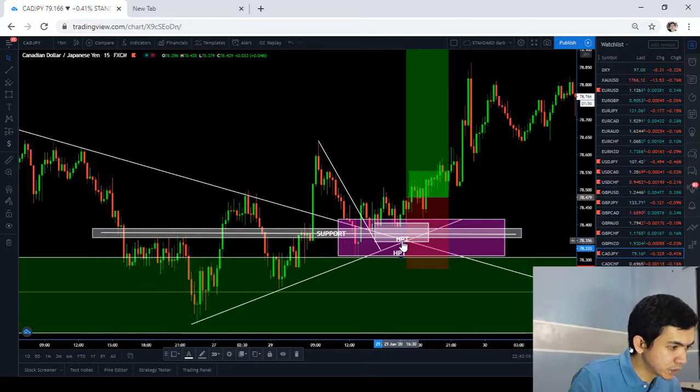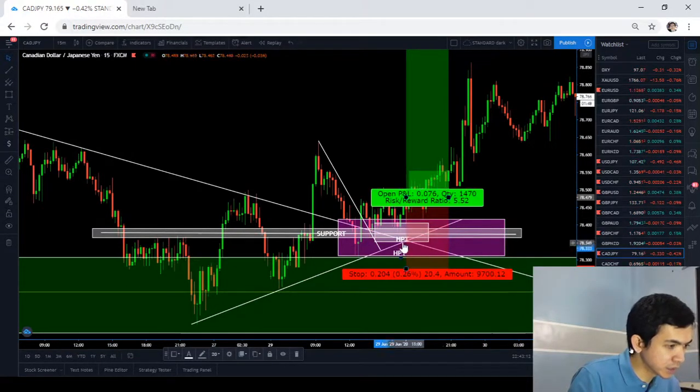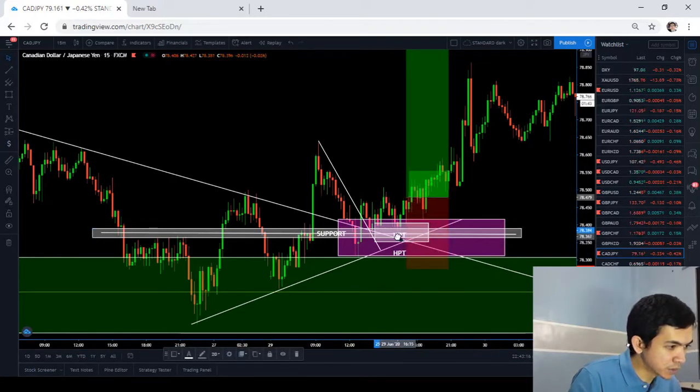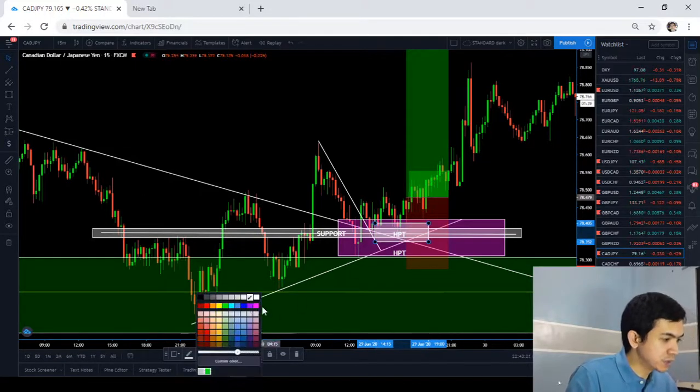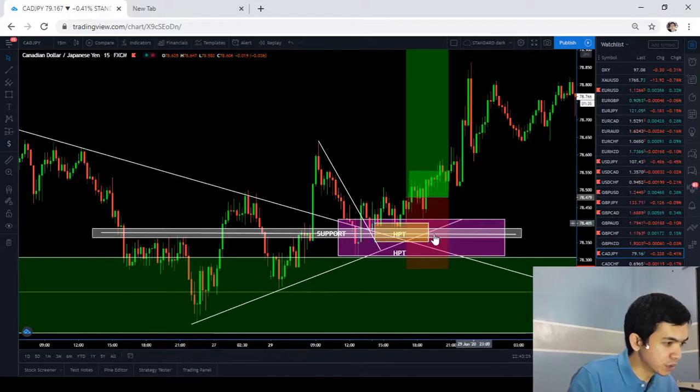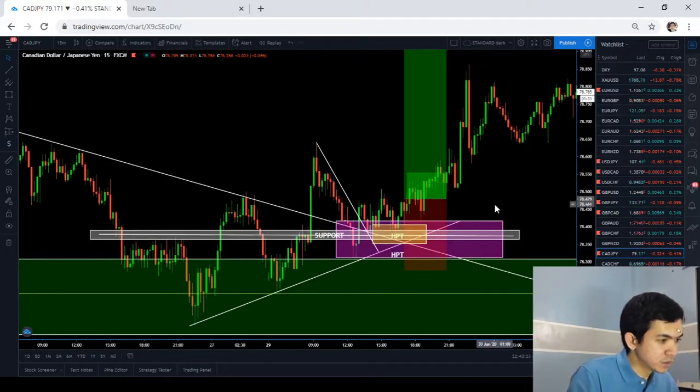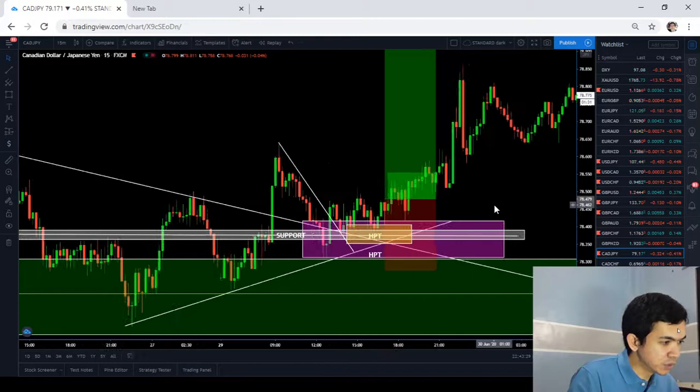Ito yung HPT, yung violet. Yung HPT na yung violet sa higher time frame, sa 1 hour. Then, bumaba pa ako sa 15 minutes. Naging ito yung aking HPT. Let's make it yellow. Okay? Yan. So, can we see any confirmation?